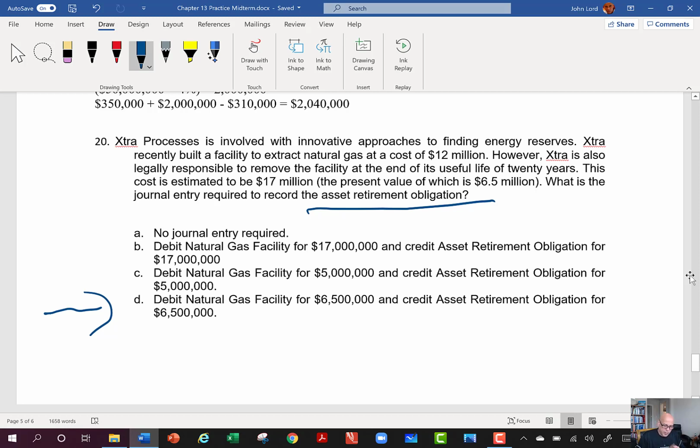Take an asset retirement obligation for the present value of whatever it is you're going to have to pay to clean this thing up when you're done. Take the asset, take the liability, depreciate the asset, amortize that liability, and you'll be set for your asset retirement obligation accounting. Okay, guys, that's enough.